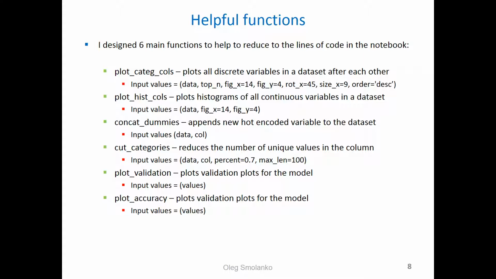The first 2 help me to plot discrete and continuous variables after each other. The third one, concat dummies, helps me to append new hot encoded variables to the dataset. The cat categories function reduces the number of unique values in a column. And plot validation and plot accuracy were used when the final model was built.